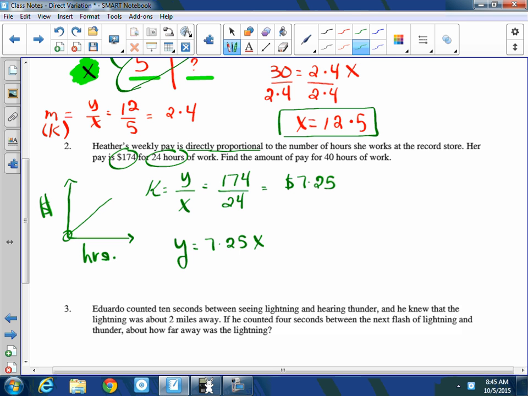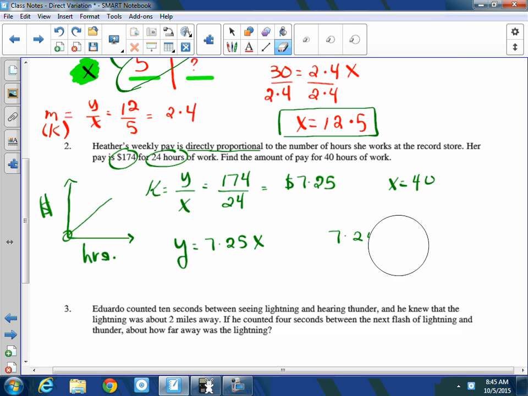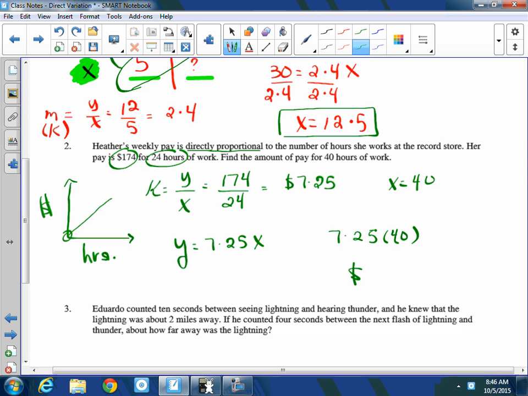Now it says find the amount of pay for 40 hours. So x equals 40, right? Because hours is x. This is why I always like to do this right here, because then I know what is x and what is y. So instead of that x, I'm going to plug in 40. 7.25 times 40. So how much did she get paid? $290.